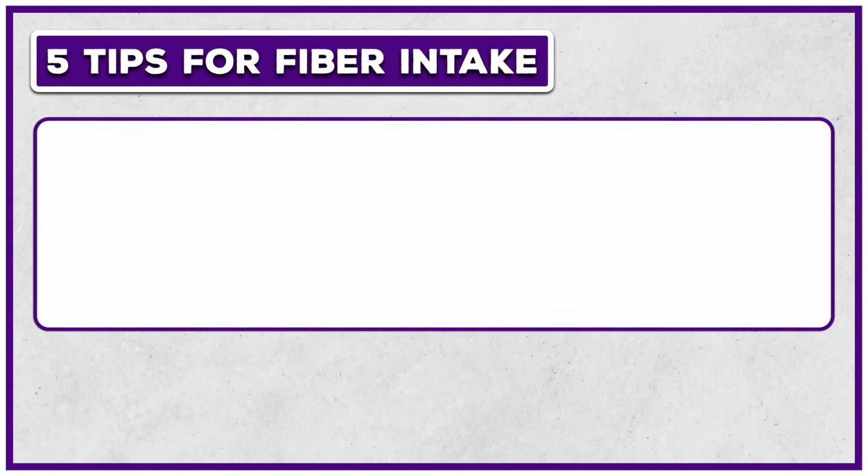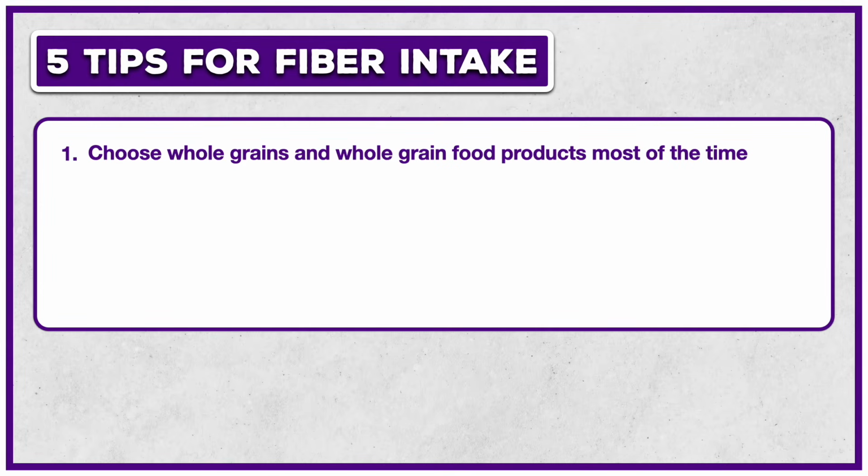I'm ending this section by leaving you with 5 tips for fiber intake. The first one is to choose whole grains and whole grain food products most of the time. You don't have to eat only whole grains to reach your fiber goal and maximize your health, but striving for more whole grains is an easy way to ensure you consistently hit your target amount.